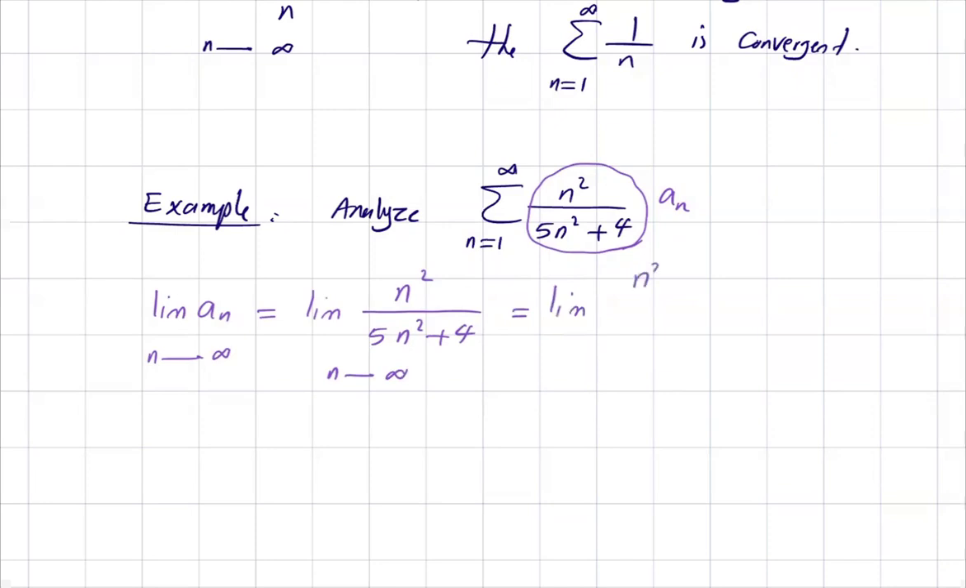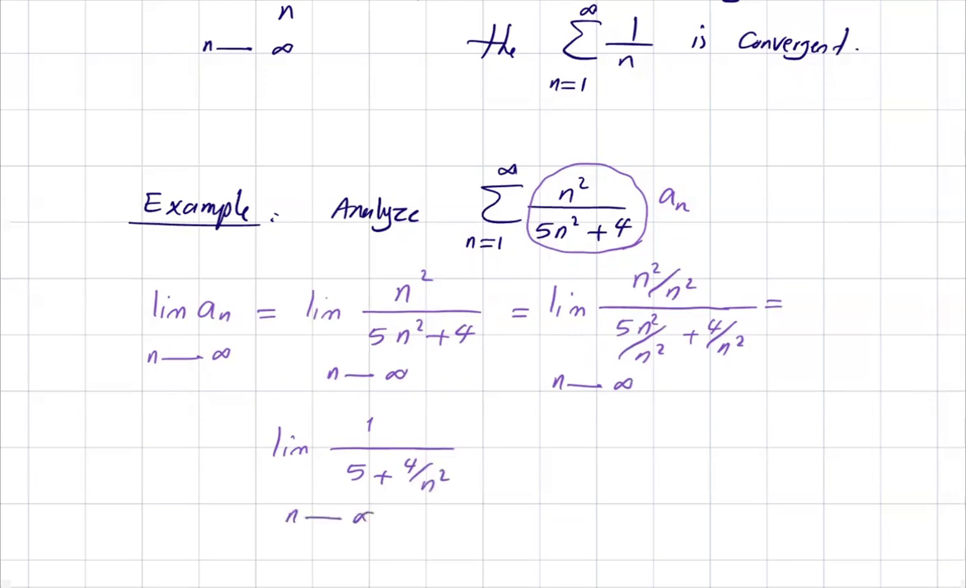Officially, if you divide by n squared, to show all the steps, as n goes to infinity, this is equal to the limit of 1 divided by 5 plus 4 over n squared, n goes to infinity. But please note that 4 divided by infinity is 0. So the limit is 1 over 5. The limit of the general term of the series is not 0.